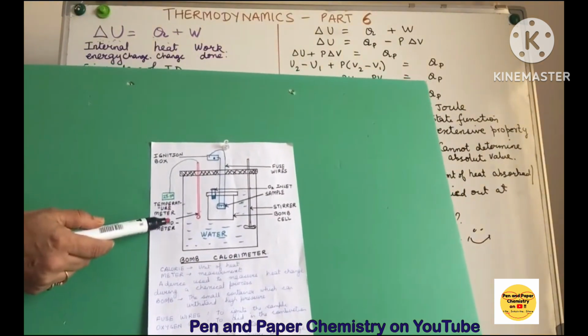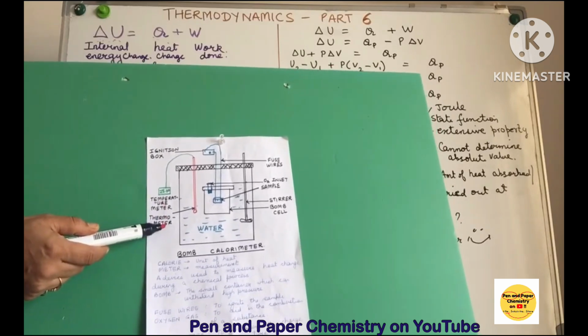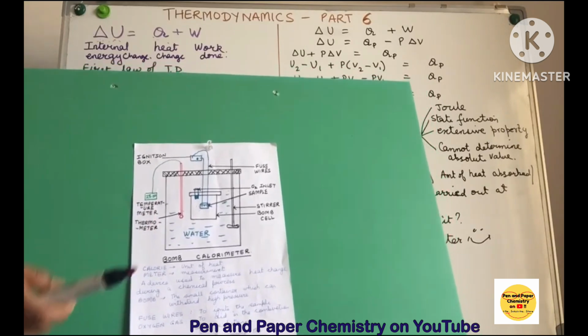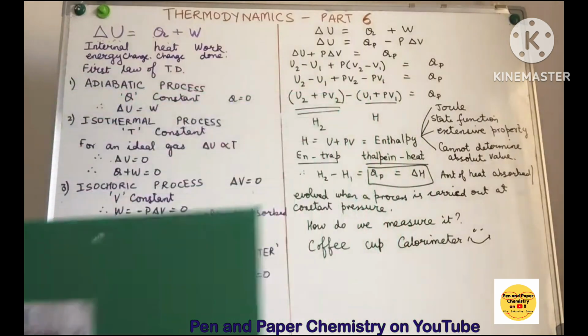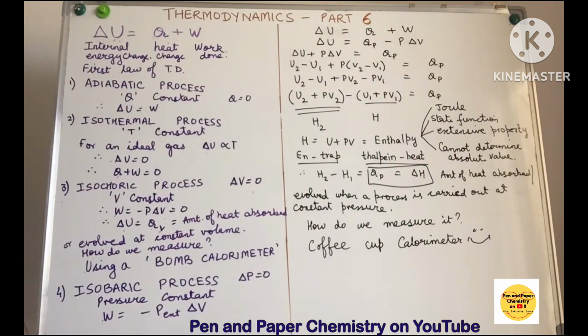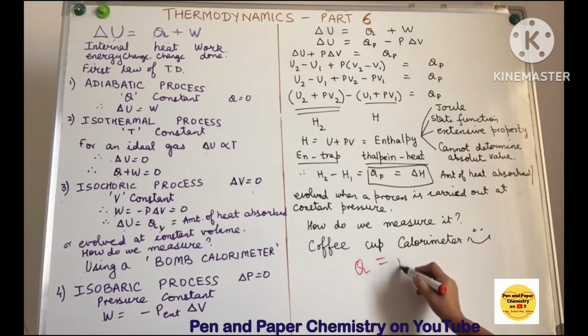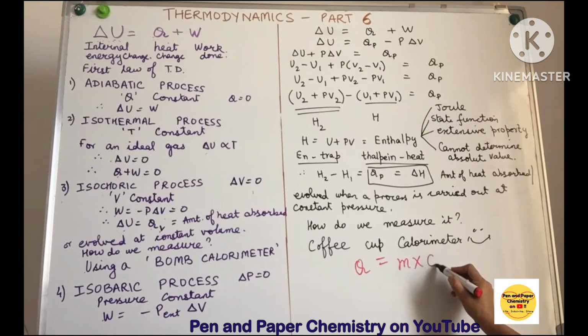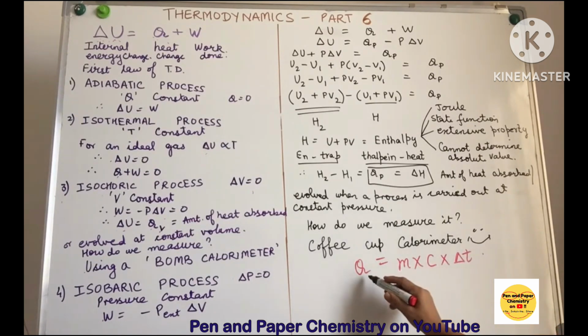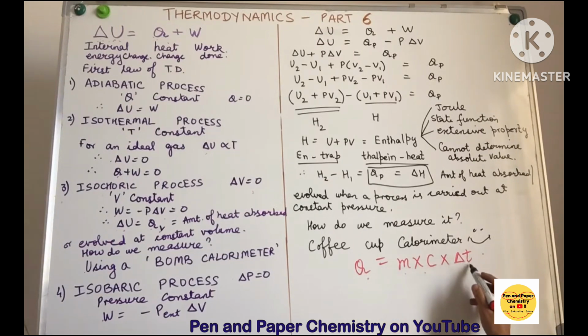The change in temperature is noted. Once the temperature becomes constant, this is now used to determine the amount of heat absorbed when this process has been carried out at constant volume. And how do we determine that QV? For this, we go back to our previous video where we had said that Q is mass into the specific heat capacity of the substance into the change in temperature. So Q is equal to mc delta T.